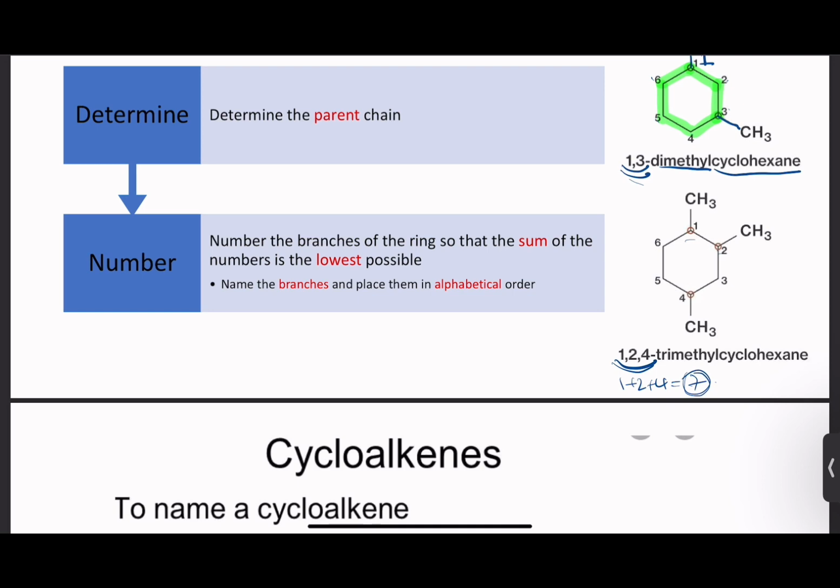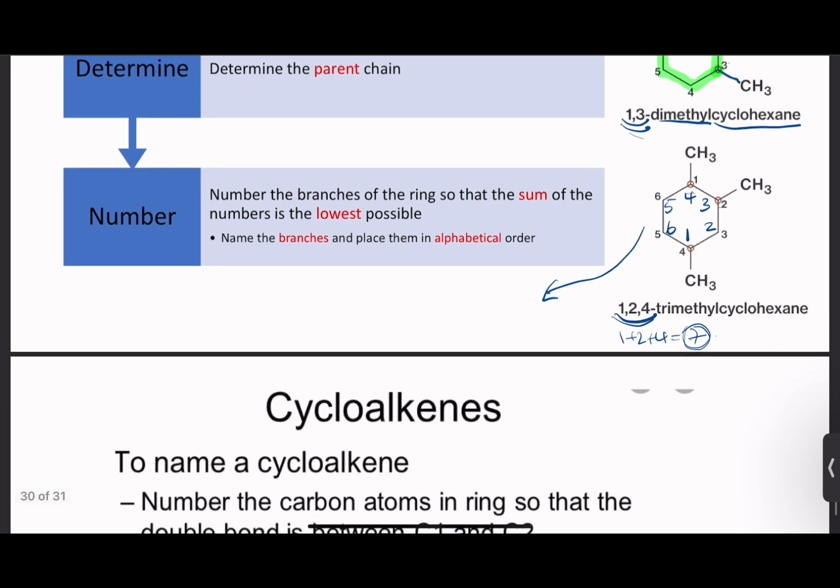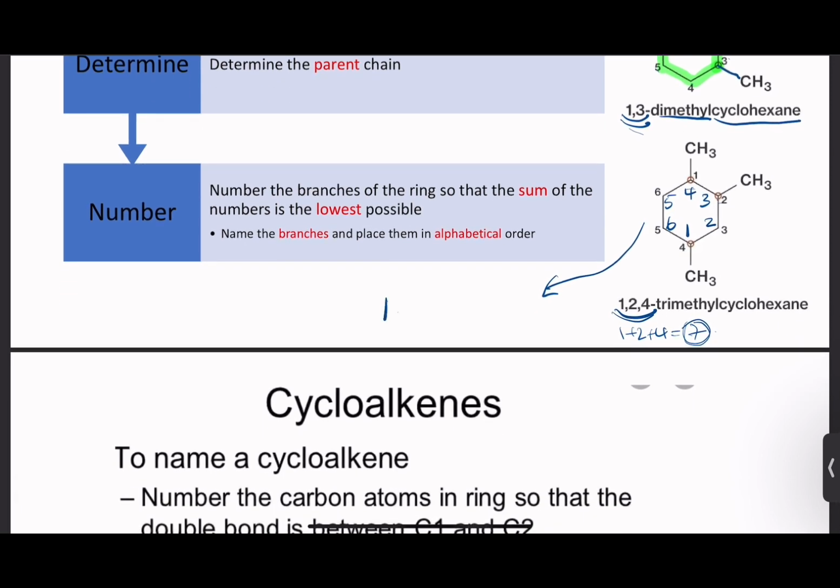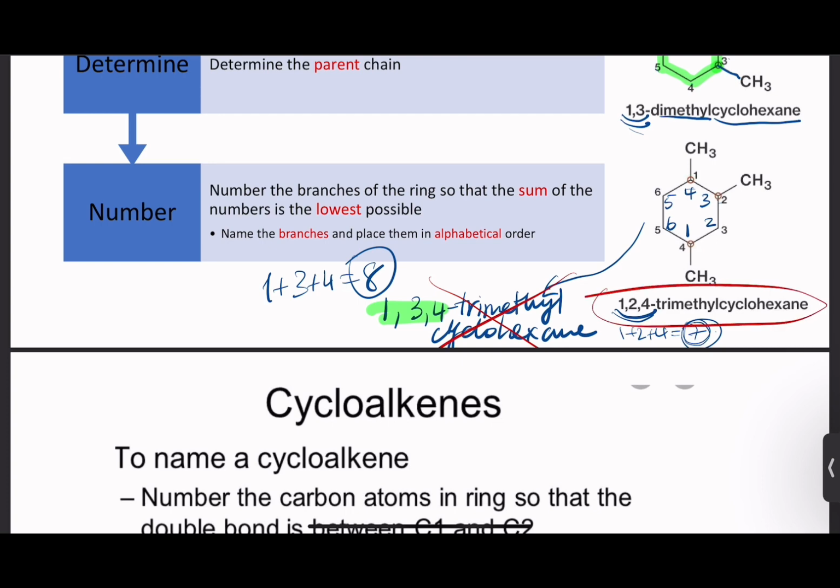I wouldn't number it 1, 2, 3, 4, 5, 6 in this direction, because in this case my branches would be 1, 3, and 4, because I have 3 methyl cyclohexane. You see, in this case I got 1, 3, 4 as numbers, and if I add them up, 1 plus 3 plus 4, it will be 8, right? And it's more than 7, so I don't want this guy. I want the smallest number.